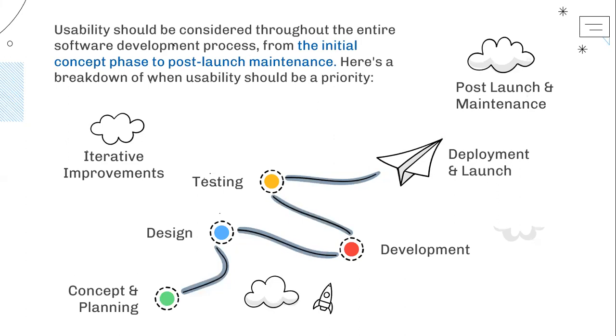The third one is the development phase. Throughout the development process, usability should be an ongoing consideration during the implementation of features. Developers should follow design principles that prioritize user-friendly instructions. Continuous collaboration between designers and developers ensures that the intended usability is maintained during implementation.